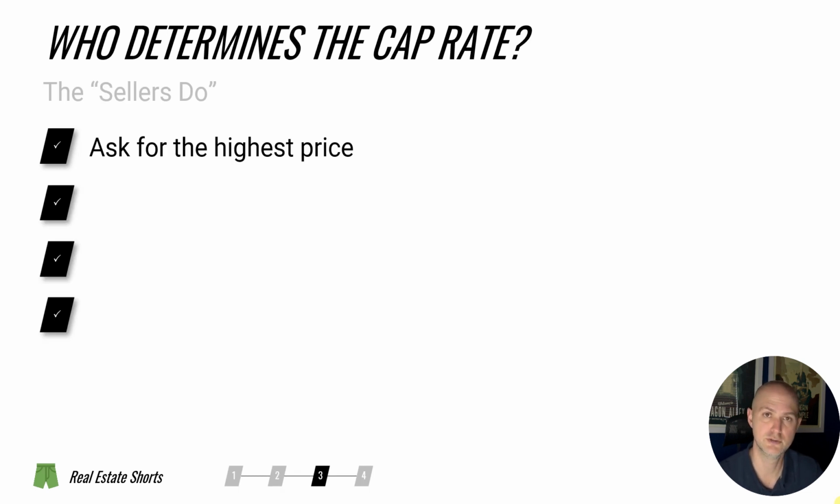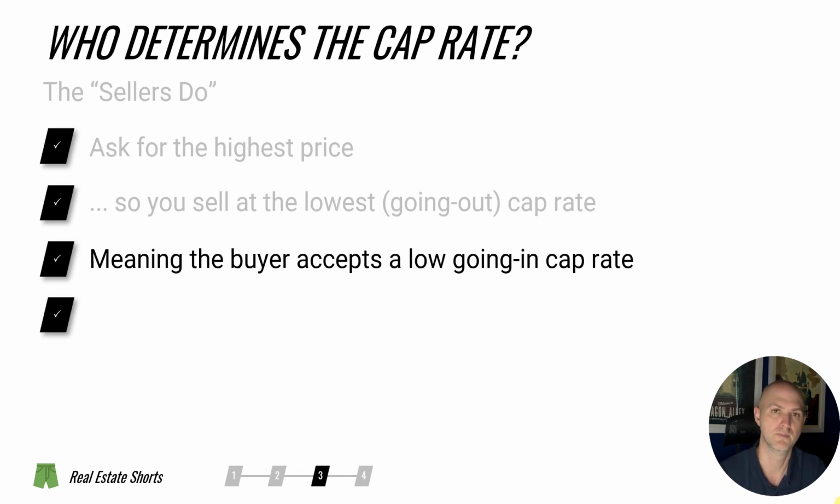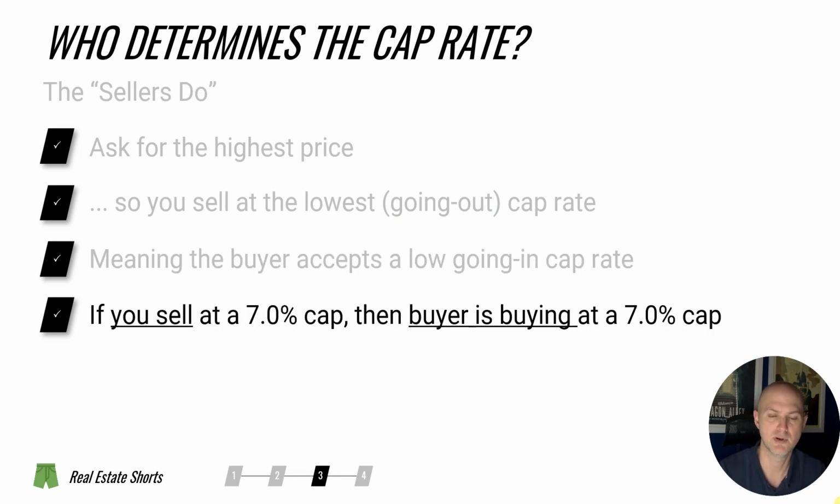Now, the same is true from the other side of the coin, from the seller's perspective. They want to ask for the highest price possible. They want to maximize proceeds to themselves. So asking for the highest price means that they're really asking for the lowest cap rate. They want to sell at the lowest going out or exit cap rate. And so what this really means is that there's got to be some middle ground, right? They want the buyer to accept the lowest cap rate.